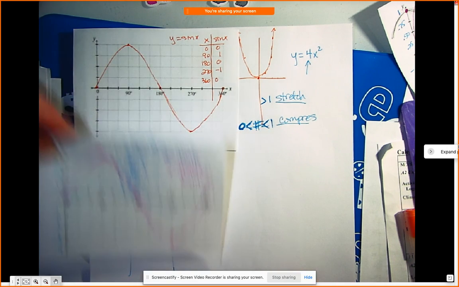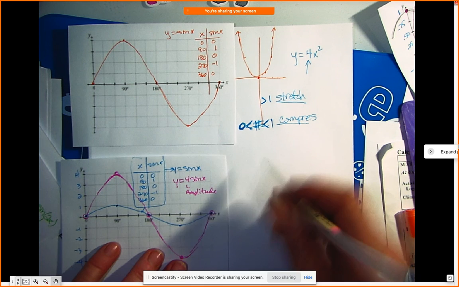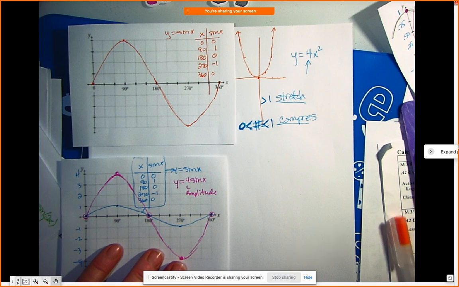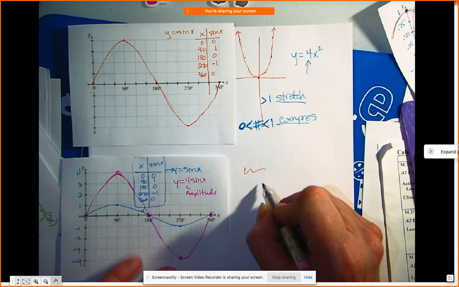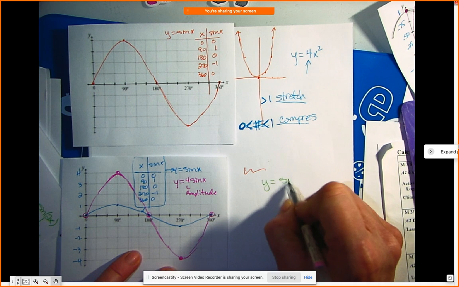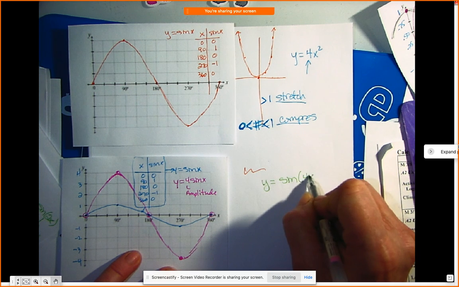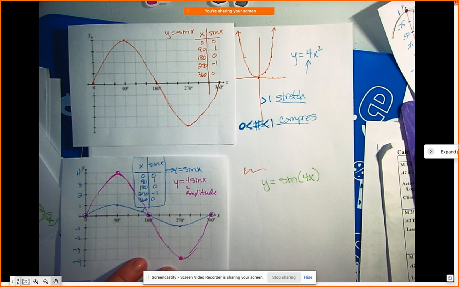Okay, so now I've done 4 sine of x. Well, guess what I want to do now? Different color. I don't know if you can tell this is orange. Okay, let's go with green. I think you'll be able to tell it's green. I want to try this. Y is equal to sine 4x. Okay, here's the difference.